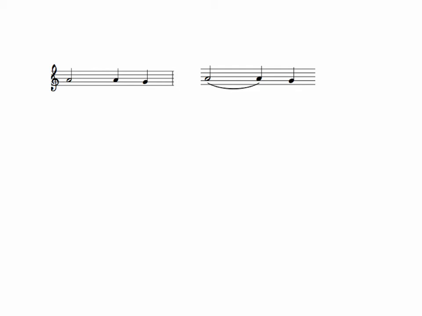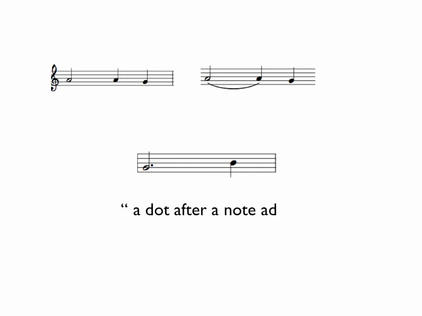But there's a nifty shortcut that we can use to get the same result. We can write a half note with a dot after it. The rule says a dot after a note adds half the value of the note. So if you had a dotted half note, you would have the half note plus half of a half note, which is a quarter note, which would mean 3 beats.